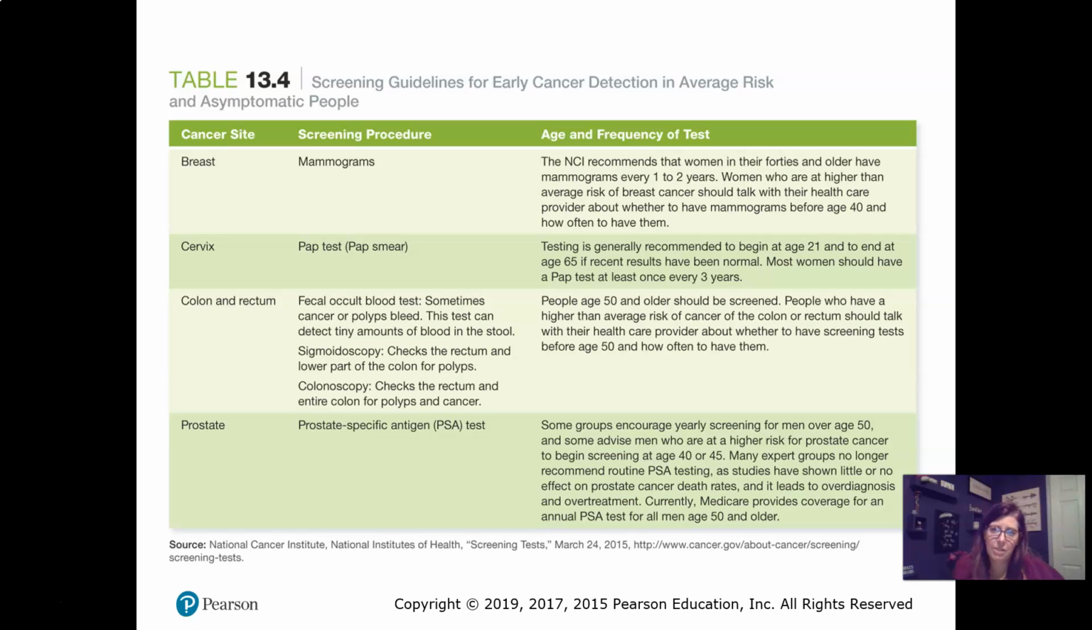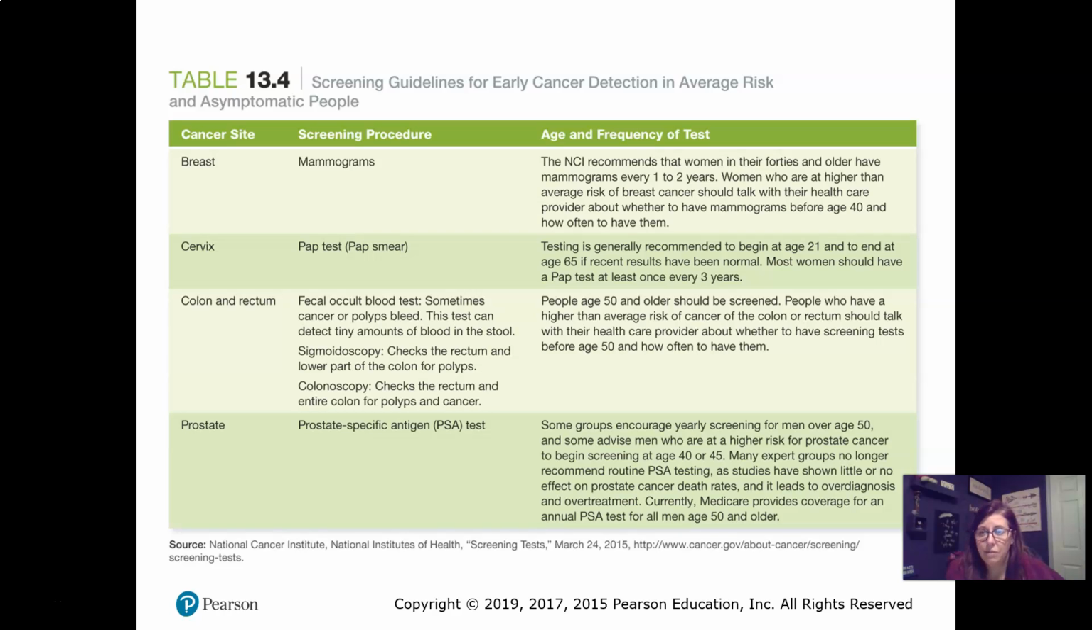So the cancer site breast cancer screening procedure is a mammogram. And it is recommended that women in their 40s and older have mammograms every 1 to 2 years. Women who are at a higher risk than average of breast cancer should talk with their healthcare provider and have mammograms before the age of 40.